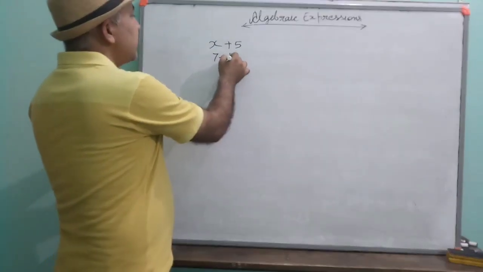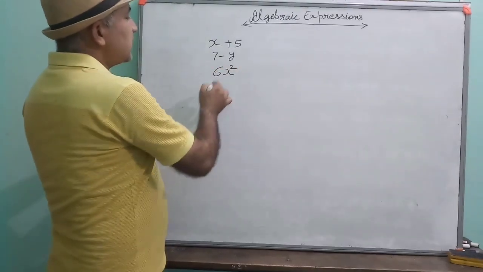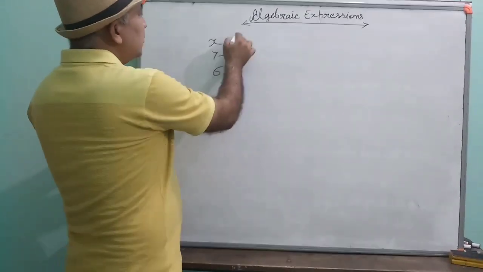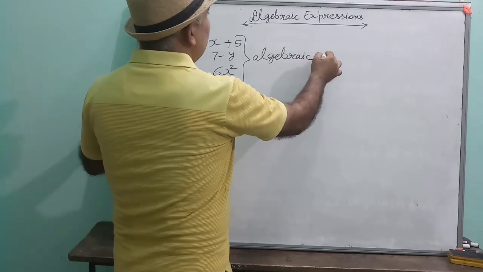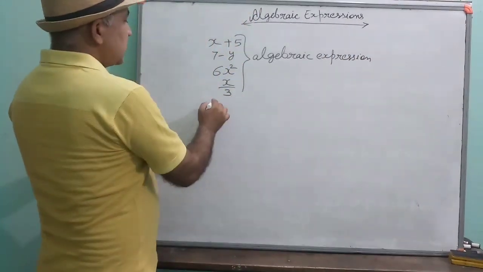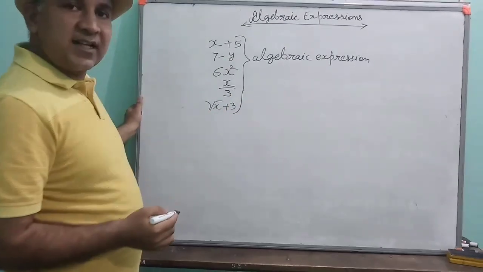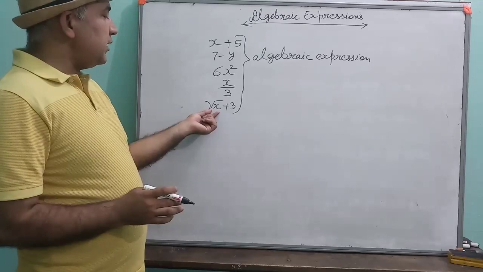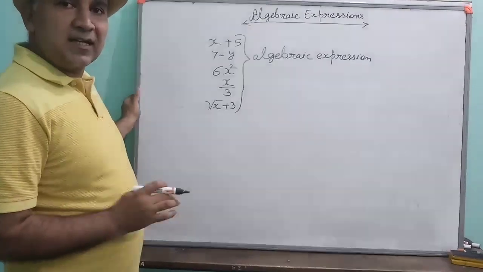Suppose you write 7 minus y. This is also an algebraic expression. If you write 6x square, this is also an algebraic expression. If you write x by 3, this is also an algebraic expression. Understood? Suppose you write the square root of x plus 3, then this is also an algebraic expression. Is this clear? What is an algebraic expression? Only you have to see variable and number and the mathematical symbol, then that will form an algebraic expression.